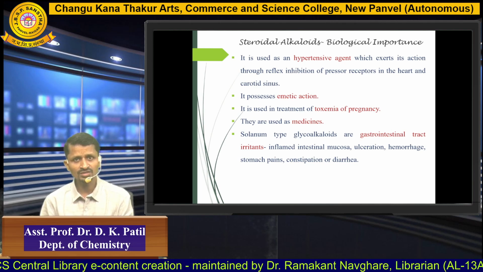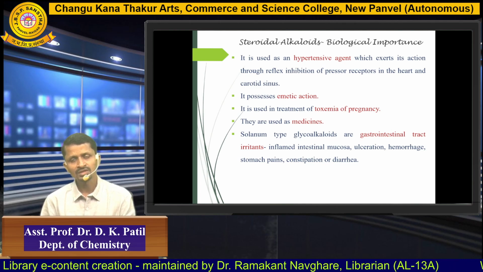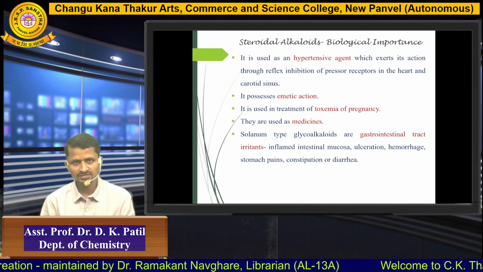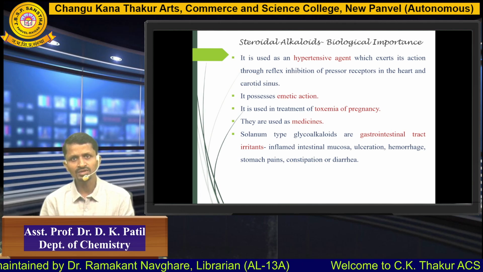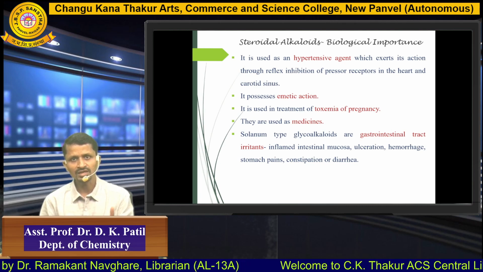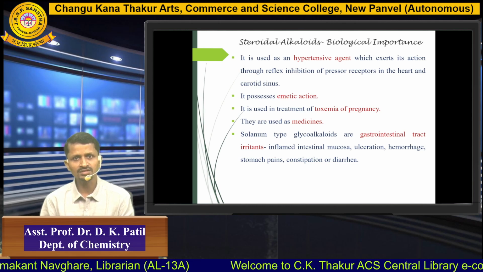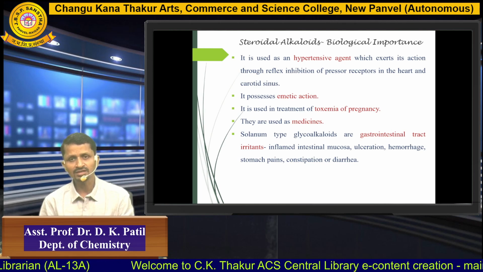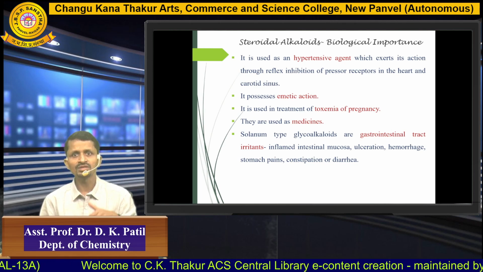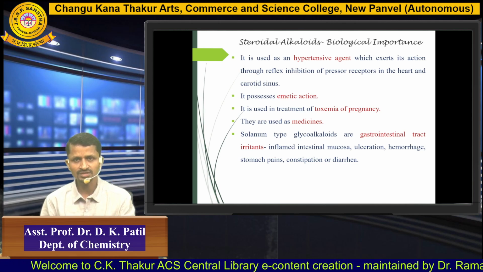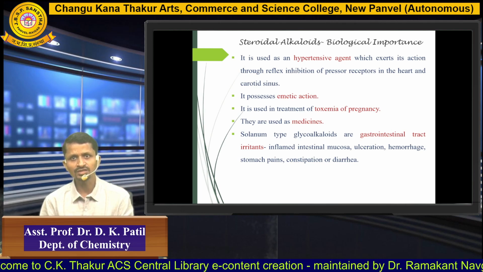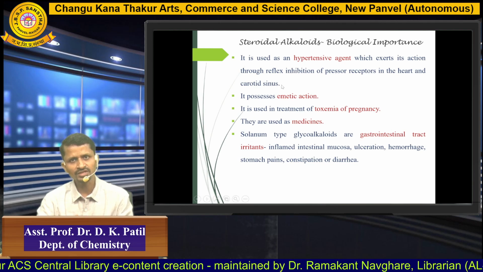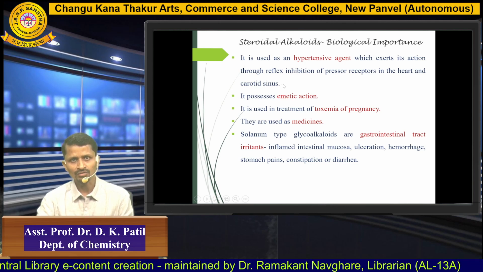Then steroidal alkaloids are used as medicine. As we know, alkaloids are very important as medicine for different diseases. Solanum type glycoalkaloids are used as gastrointestinal tract irritants, that is, in the treatment of intestine related diseases. They are also used in ulceration, where there is any kind of ulcer in the intestine, and in hemorrhage, stomach pains, constipation and diarrhea. So there are various roles of steroidal alkaloids.